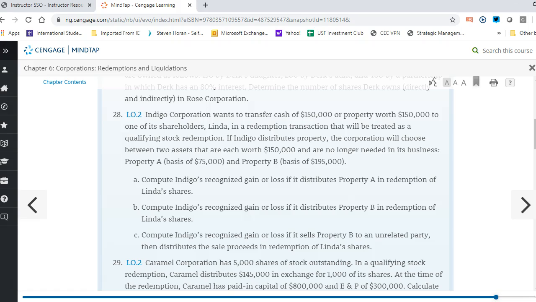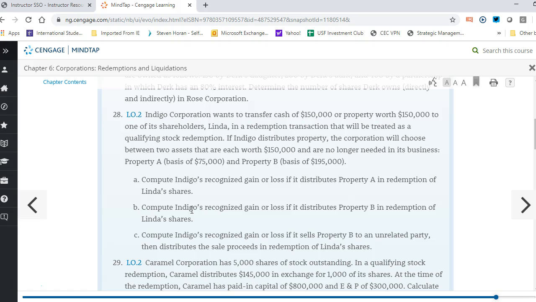And at 21%, that'd mean they're missing out on roughly a $9,000 tax break. So they don't want to do that. And that's very similar to what we did for Chapter 5. We talked about distributions as dividends, and it's kind of the same story. So if Indigo was to do property B in this qualified redemption, they could do it, but it wouldn't make any sense because they don't get a tax break.